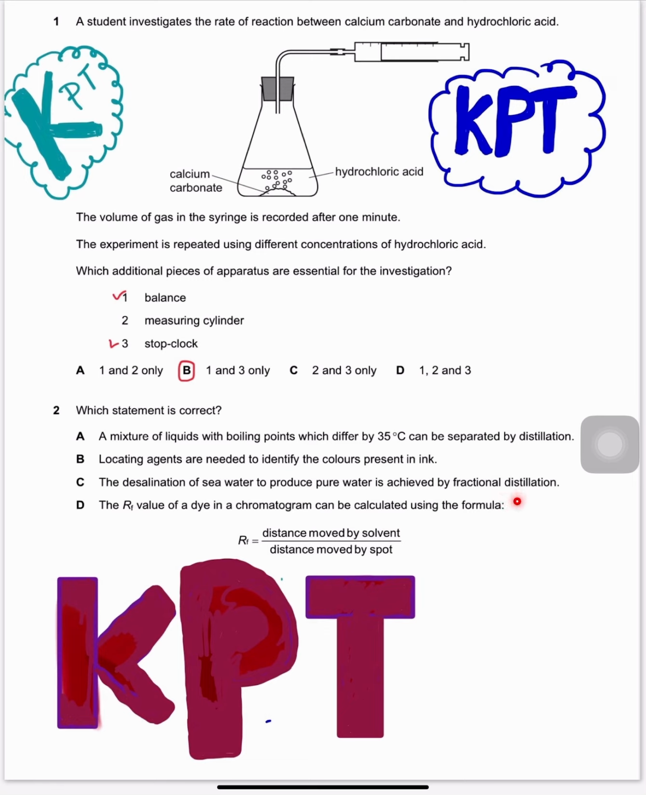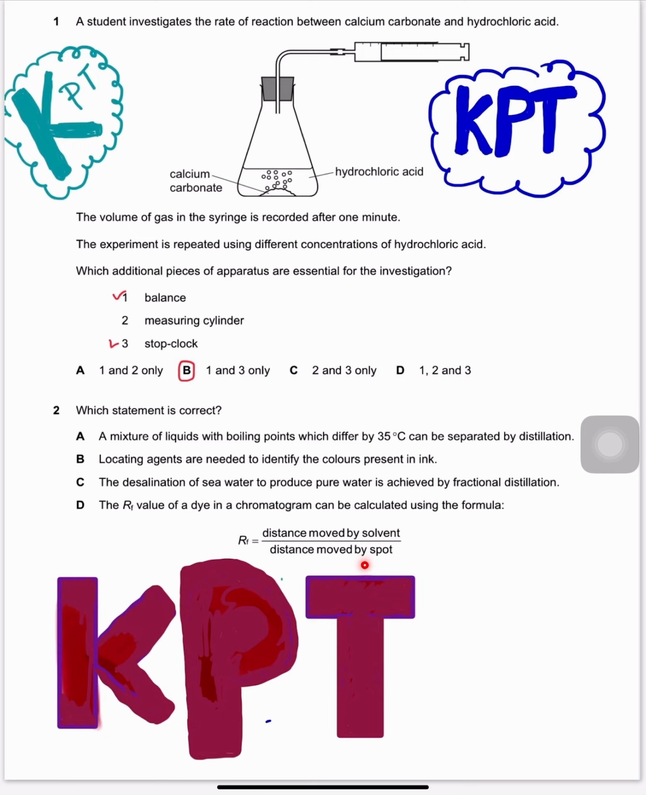If we are talking about this desalination regarding conversion of the seawater into drinking water, we can use the technique of simple distillation, not the fractional distillation. So C is wrong. The RF value of dye in a chromatogram can be calculated by distance traveled by the solvent divided by distance moved by the spot. We already know that this is a wrong formula.